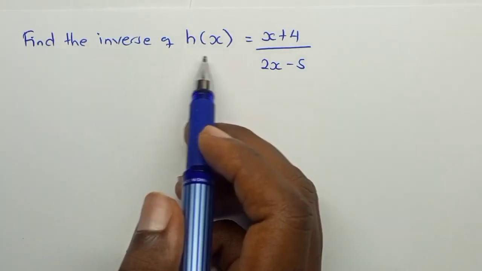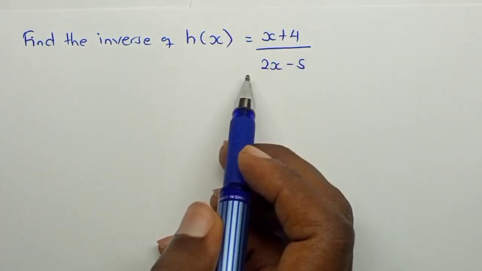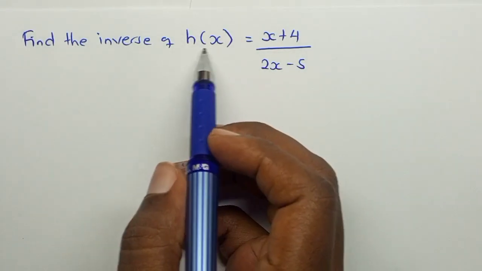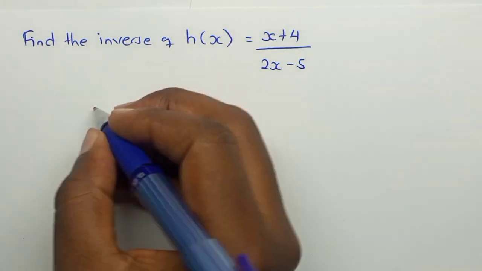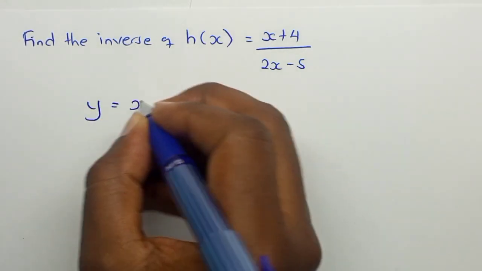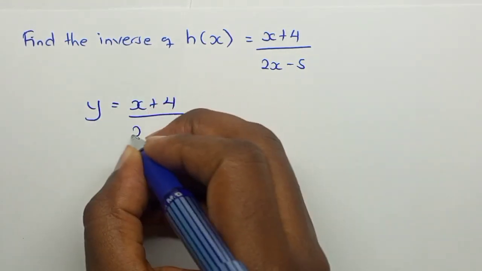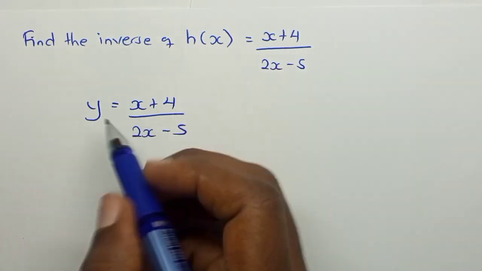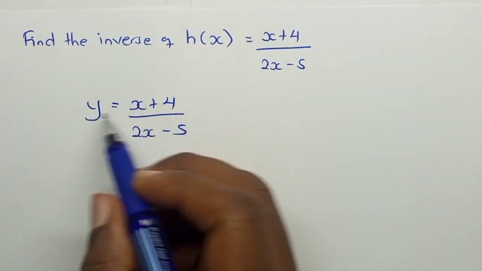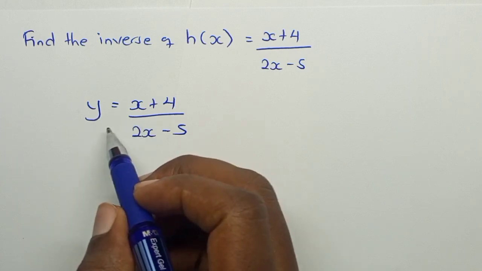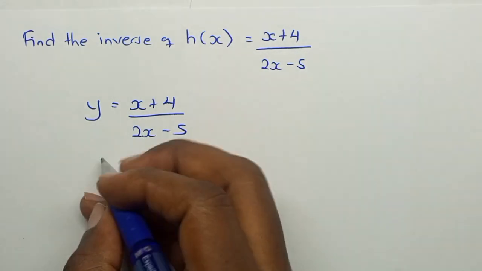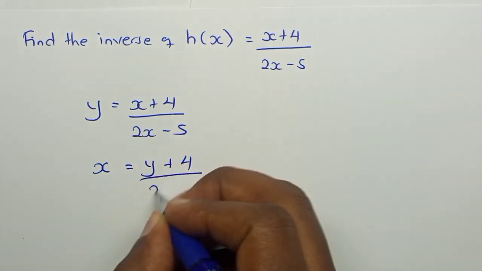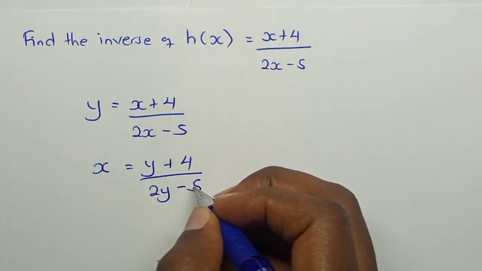Find the inverse of h of x equals x plus 4 over 2x minus 5. First, what you do is you replace h of x with y. So we shall have y equals x plus 4 over 2x minus 5. The next step is you interchange. Where there is x, you put y, and where there is y, you put x. So they interchange places, and we shall have x equals y plus 4 over 2y minus 5.